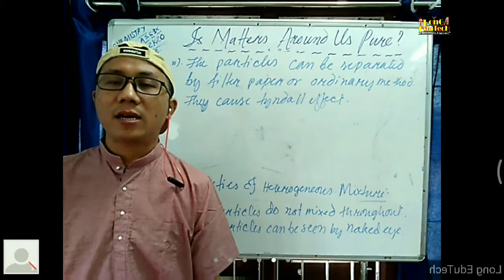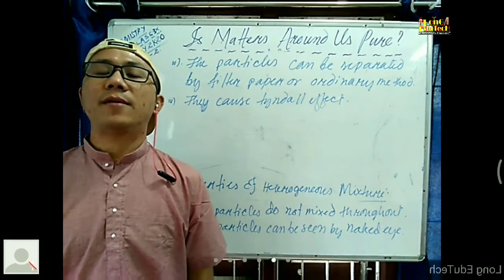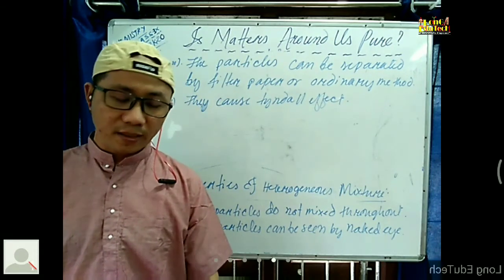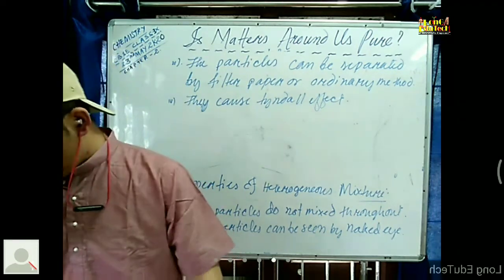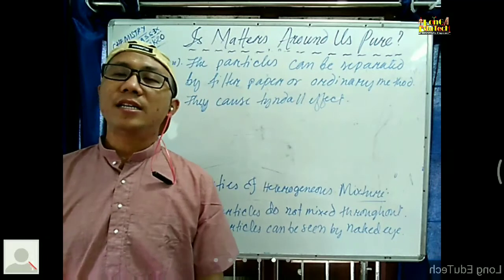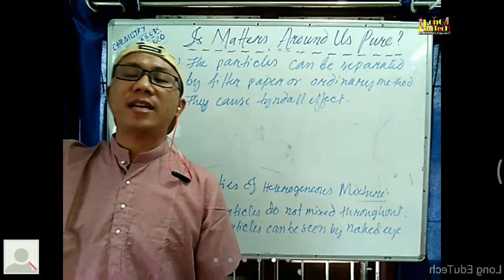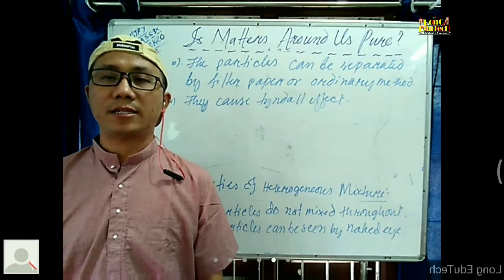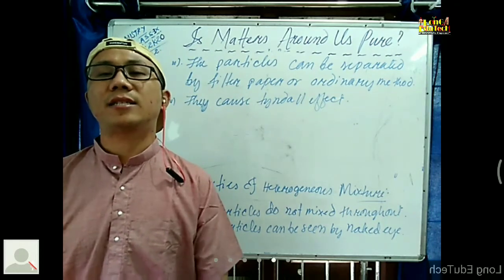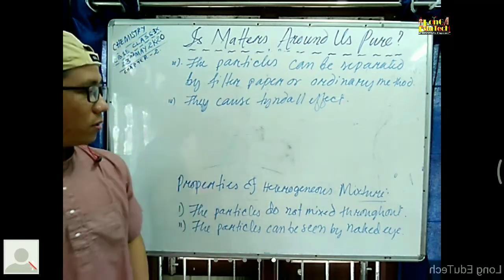Why? Because at this time the light is scattering since the particle size is large enough. That's why these white colors appear. That is another case which will come in class 10, so this is just an example.